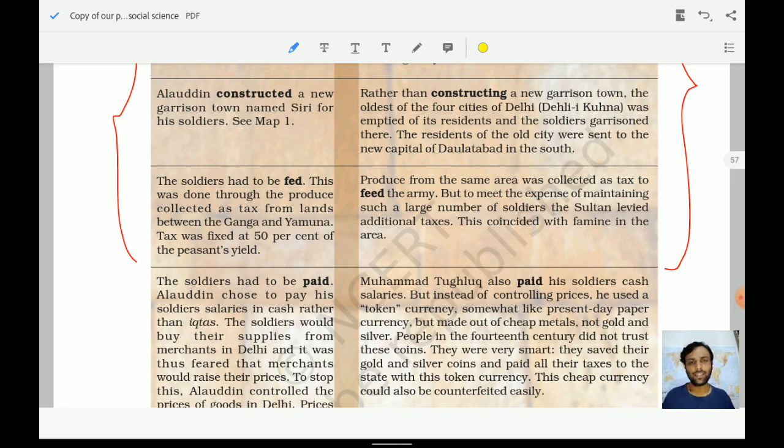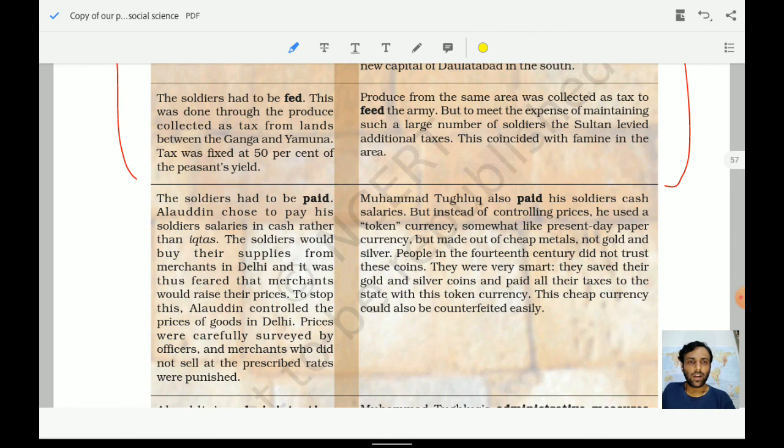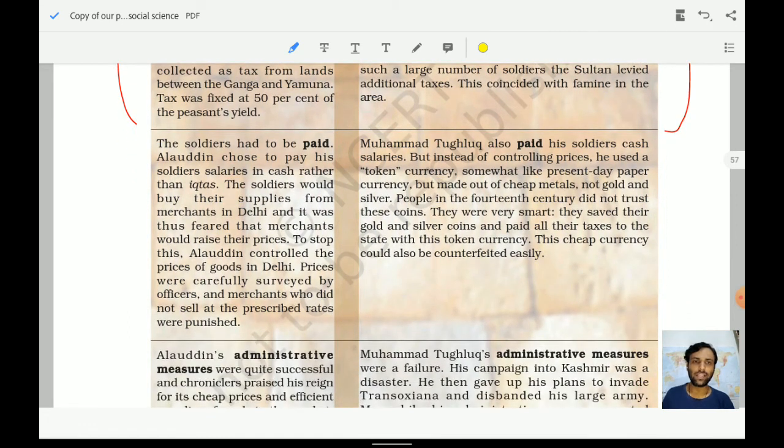Right? But this was also a failure for him, because he wanted to control from Daulatabad, but he was unsuccessful. Later on, he moved his capital once again to Delhi, and in all these processes there was a crunch of money, and later on he also introduced fiat money, the token currency. So this was also a failure. Muhammad Tughlaq also paid his soldiers a cash salary, but instead of controlling prices, he used token currency.